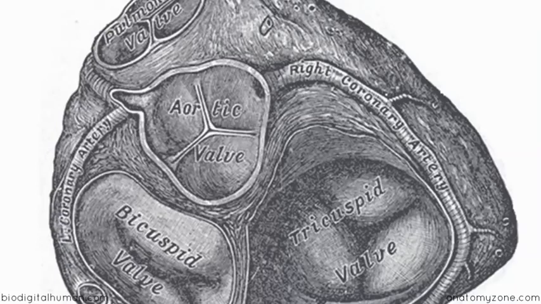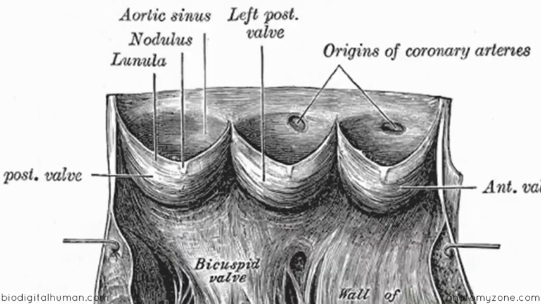So just coming again to this horizontal section of the heart, you can see the aortic valve here with its three cusps. You've got these right, left and posterior cusps, and you can see the opening of the left coronary artery into the left cusp, and you can see the opening of the right coronary artery into the right cusp. This diagram here shows nicely the configuration of the aortic valve.